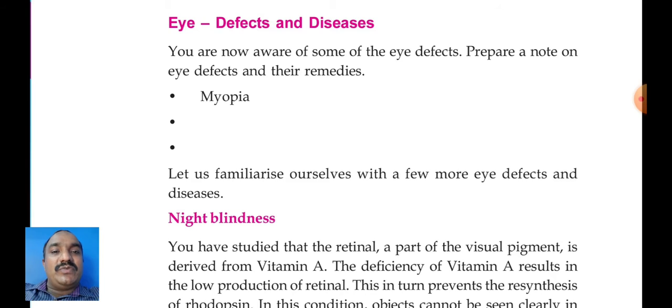Then how can it be rectified or treated? The treatment for this disease is nothing but using a concave lens. So related to this disease, we have discussed 3 points: what is the condition of the disease, how it is caused, and how it can be treated.